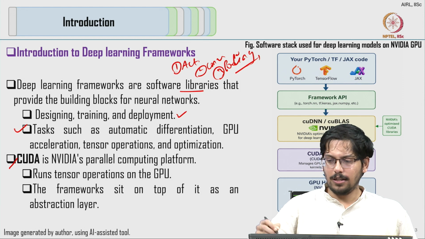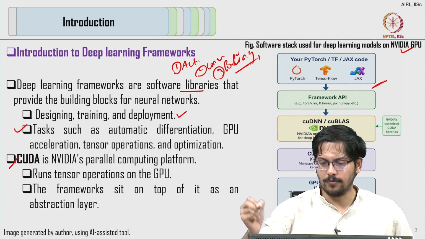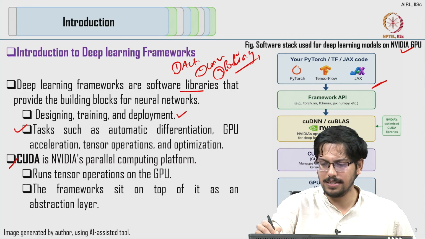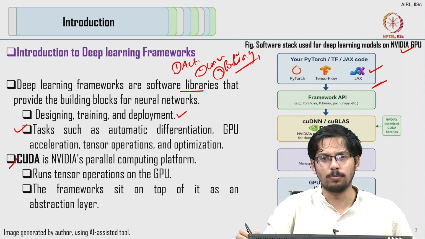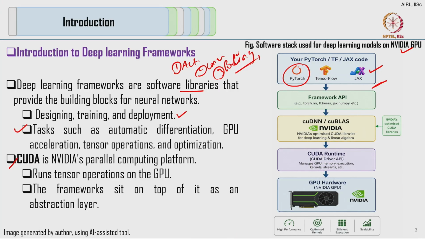Now let's take a look at this particular figure. We have different types of frameworks. It could be PyTorch, it could be TensorFlow, it could be JAX. These are different types of frameworks available. We will focus more on PyTorch. However, there are other frameworks which are available and can be used.